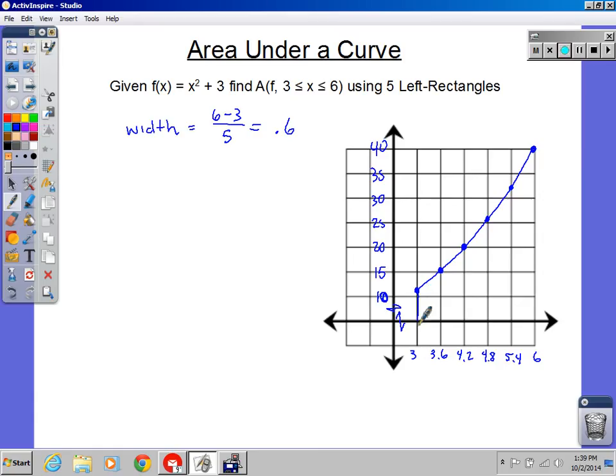I'm using left rectangles. So that means my left side needs to be touching the line. So I would sketch those in. I would shade that because I'm not finding the entire area. This is an approximation.